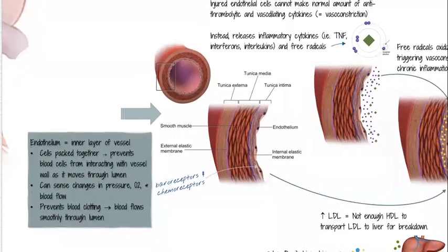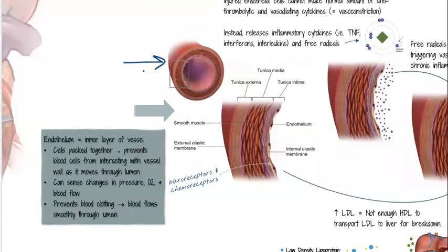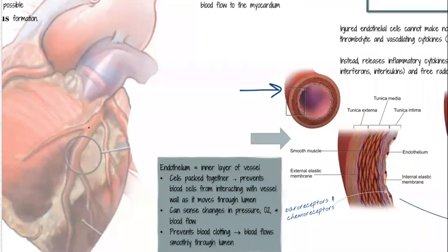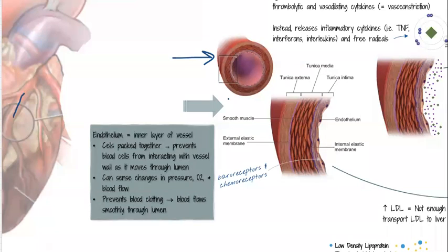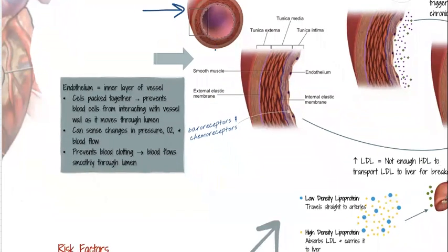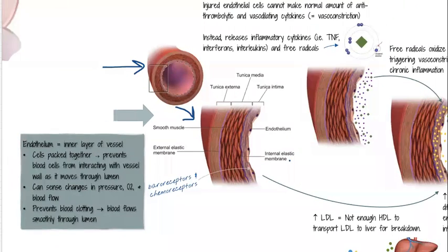So we start off here with this image of the coronary artery. Imagine that that's one of these arteries here. We took a section of it and magnified it so that we can talk about what makes up the wall of the blood vessel.